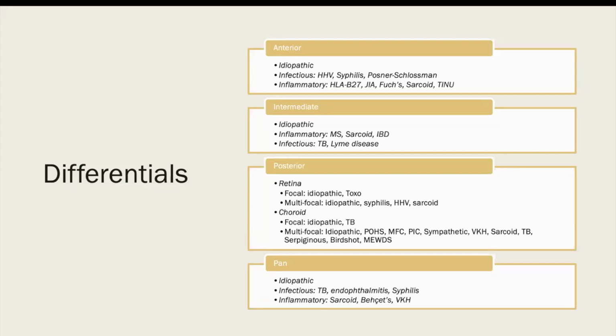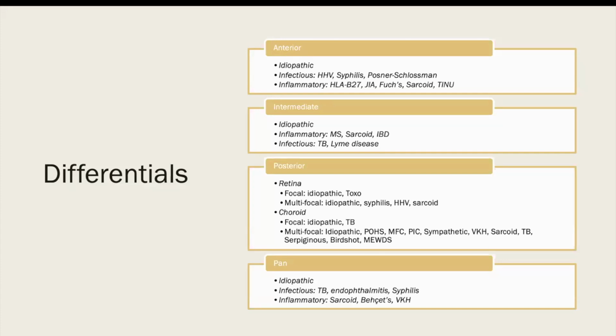Intermediate uveitis, again, is often idiopathic, and then you've got inflammatory conditions and infectious conditions again. In the posterior segment, with retinal vasculitis, you can think of focal idiopathic disease and toxoplasmosis. You've got multifocal diseases, again idiopathic. Syphilis is a big one that causes lots of different things. And with the choroid, TB, idiopathic diseases, and then you've got all of the white dot syndromes at the back that we'll talk about at a later date as well.